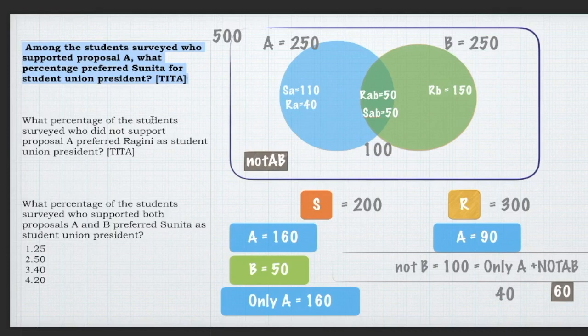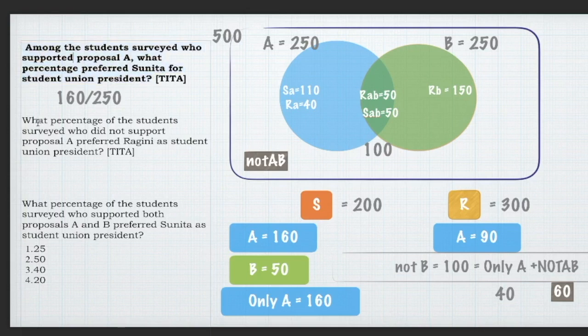So the first question was, among the students surveyed who supported proposal A, that is 250, what percentage preferred Sunita for student union president? So out of these 250, how many preferred Sunita? I just figured that out. 110 and 50 prefer Sunita. So 160 out of 250 is your answer, whatever that value comes out as. So let me put up the answer in fractions only, leaving the calculation up to you. 160 out of 250, right? So I think this is mostly a language driven challenge, not really a big maths or a hairy set theory problem, right?